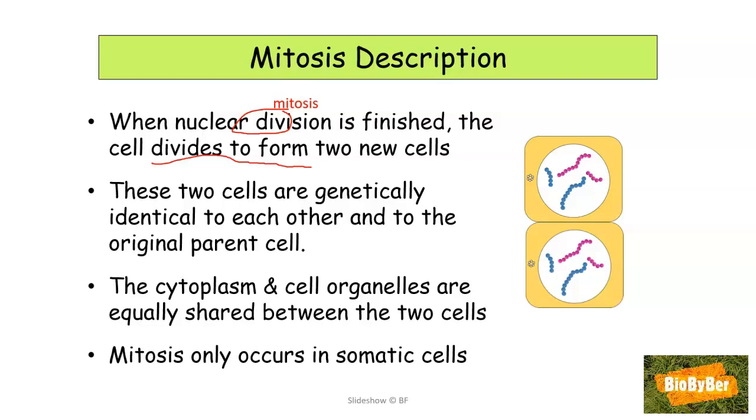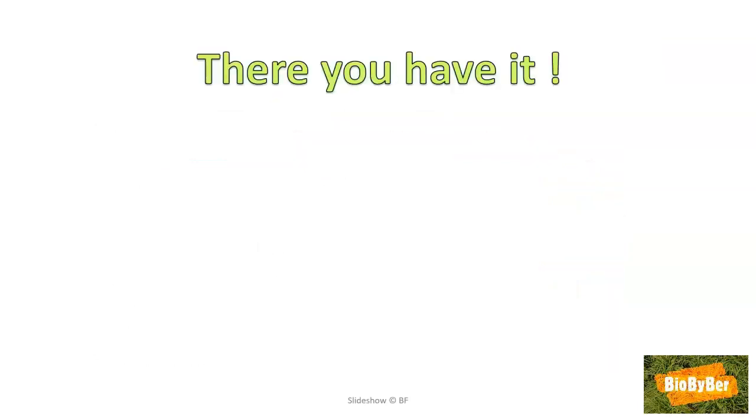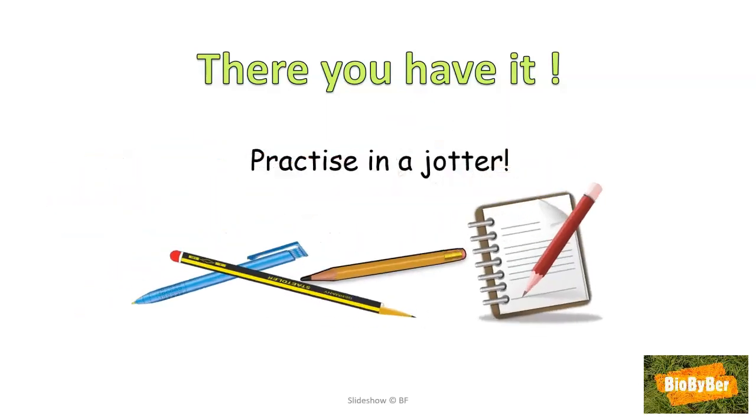Now, mitosis only occurs in somatic cells, ordinary, normal body cells. It does not occur in cells responsible for making gametes or sex cells. And there you have it, practice in a jotter.